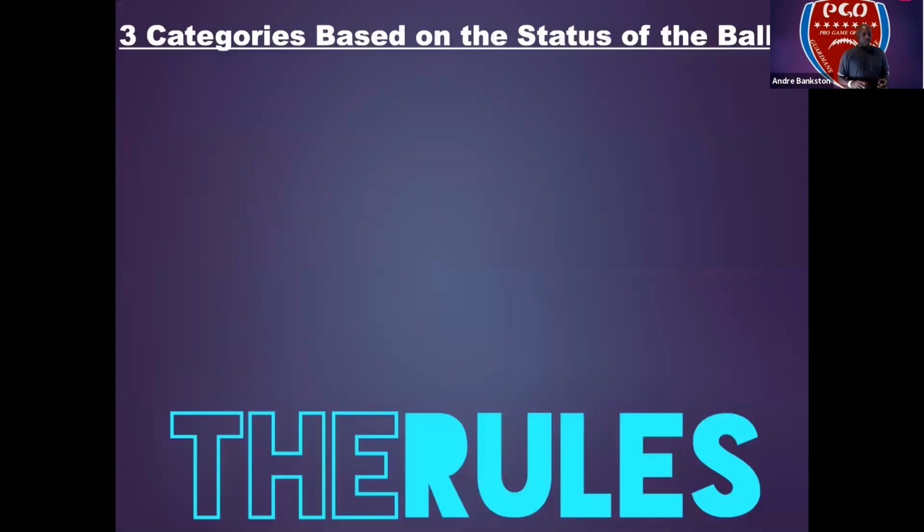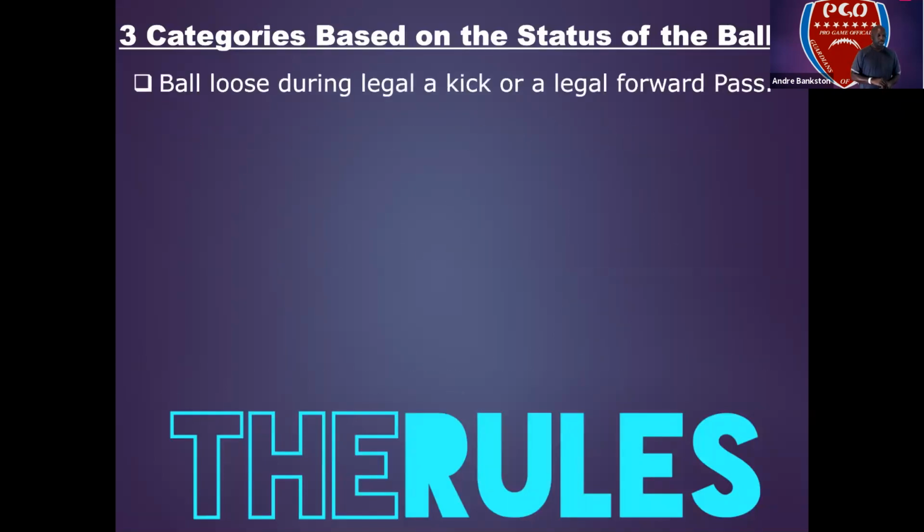So there are three categories, all based on the status of the ball. First, a ball loose during a legal kick or legal forward pass. So we're talking about inadvertent whistles that happen while the ball is loose during a kick or a legal forward pass.